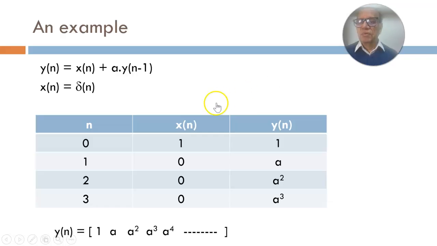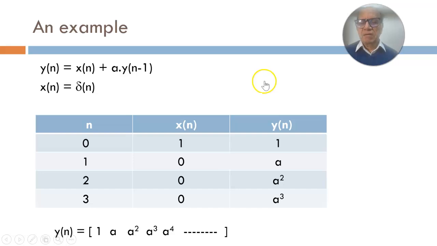So if you look at the sequence of values for the output, it will look like this: 1 followed by a, followed by a squared, followed by a cube, a to the 4, etc. So in general, it's a raised to n. And the number of possible values that you will get are infinite. So you see that the duration of the impulse response for a recursive filter or an IIR filter is infinite. Although we have shown this for one particular example, it is quite generally true.